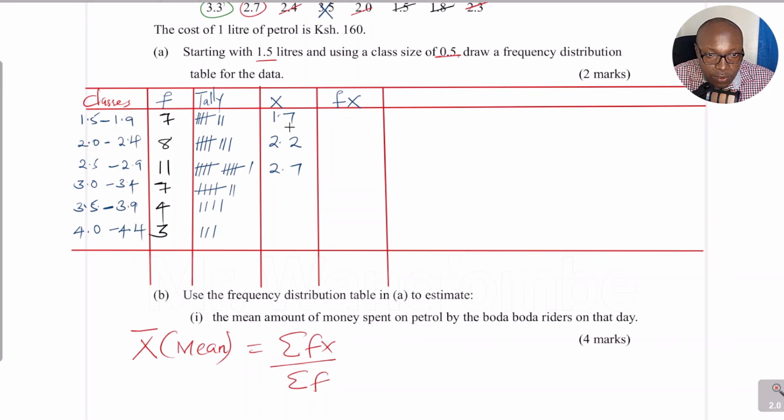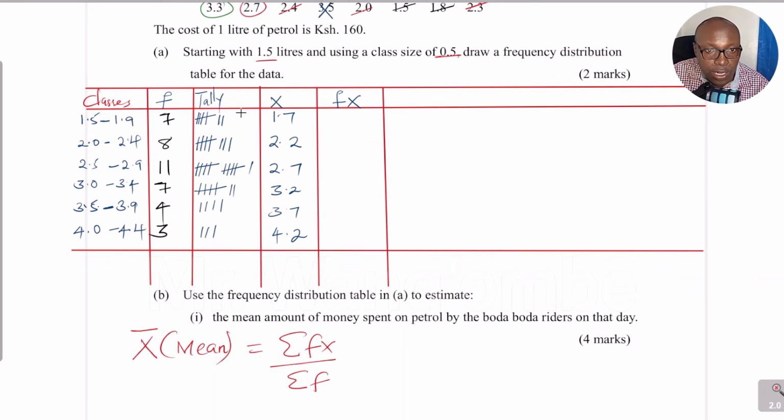So 1.7 plus 0.5, you keep adding that. 2.7 plus 0.5, this will be 3.2. 3.2 plus 0.5, 3.7. 3.7 plus 0.5, 4.2. So that is the column that we require.